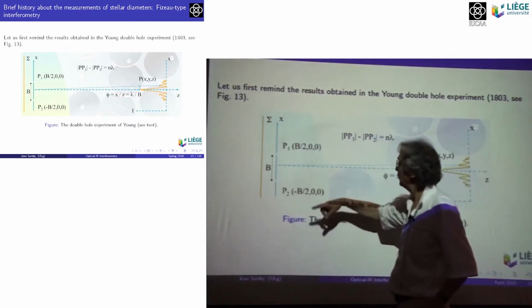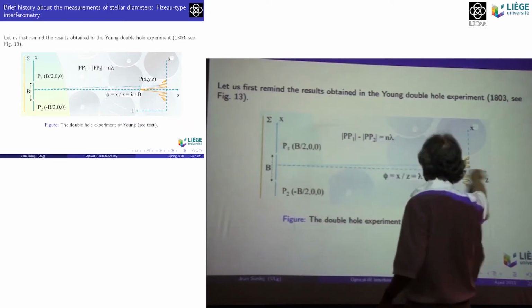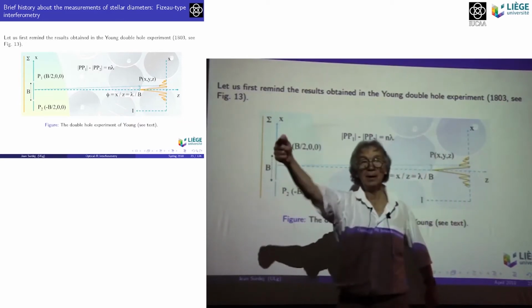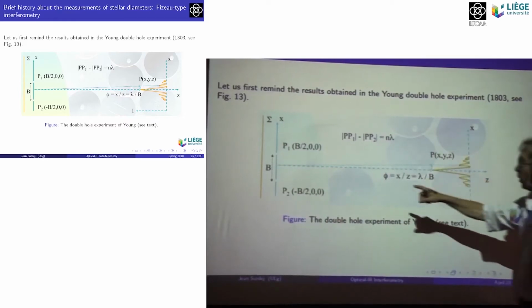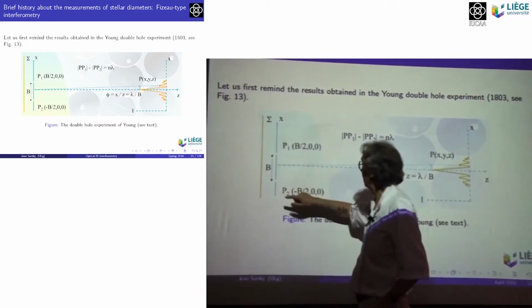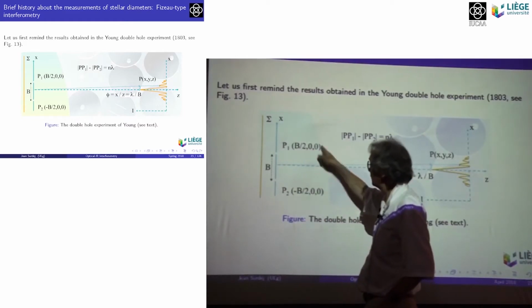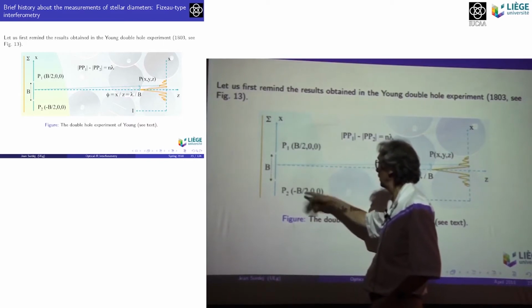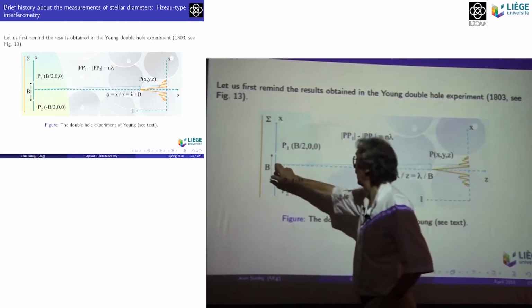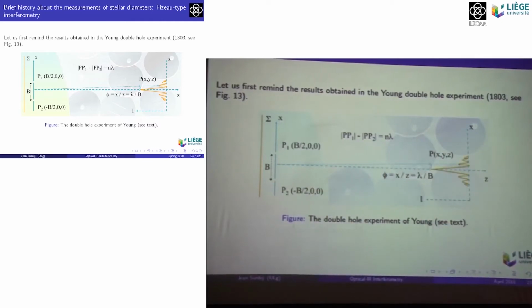And if I adopt a system of coordinates x, z, and y, perpendicular to the screen, the positions of these two holes can be represented as b divided by 2, then 0, 0, of course. Now minus b divided by 2 and 0, 0. So x equals 0, z equals 0, y equals 0 is there.